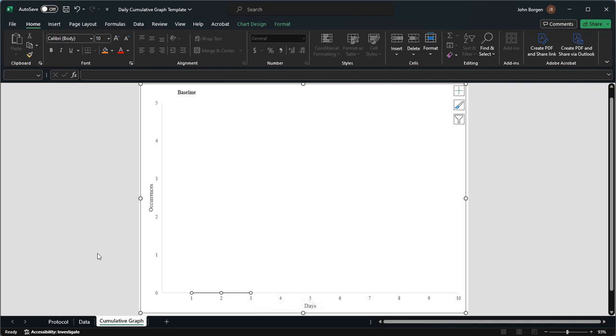This is 3 data points. This is a stable trend. It is not increasing. This would indicate that, depending on the context and what we're looking at as far as the behavior, we might choose to institute a treatment.